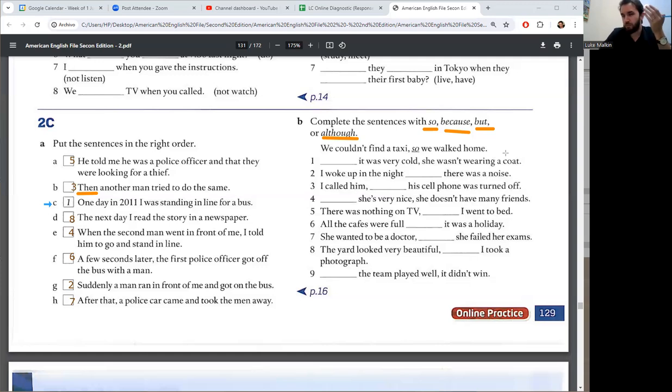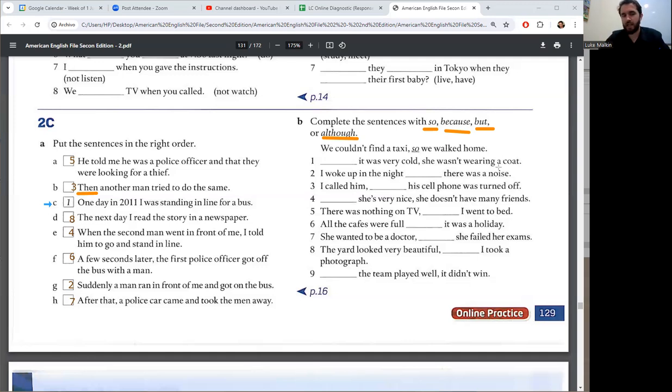It's cold, but I'm not going to wear a coat. Although it's cold, I'm not going to wear a coat. But is in the center of your sentence, connecting the two parts. Although has flexibility. It can be at the beginning of your sentence with two parts connected by a comma, or in the middle, connecting the two parts of a sentence.